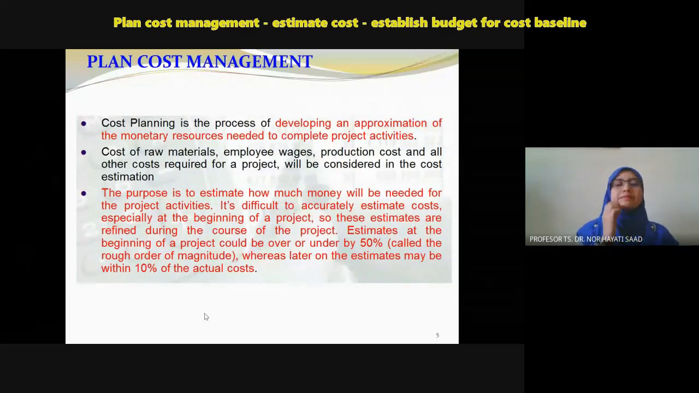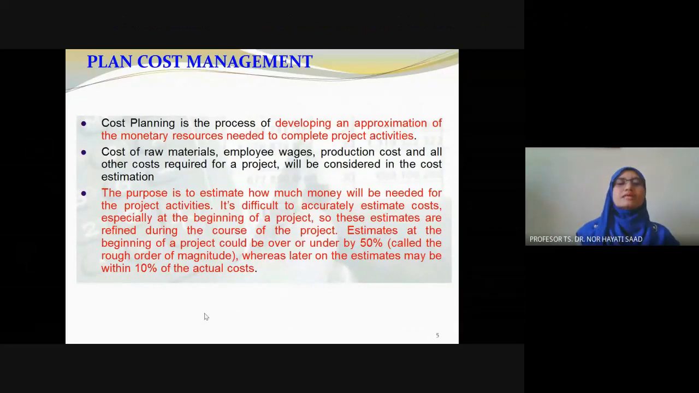Have a look, step by step. So what is actually plan cost management? Cost planning is the process of developing an approximation of the monetary resources needed to complete project activity. Basically, the whole idea is we want the rough order of magnitude, like some estimation.